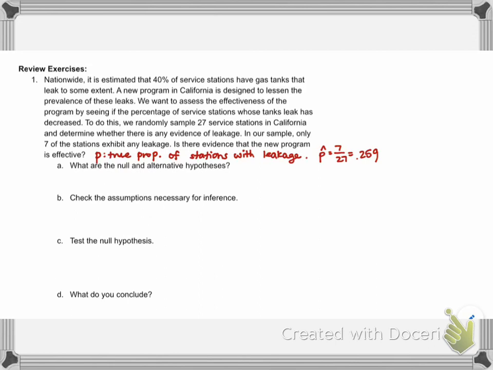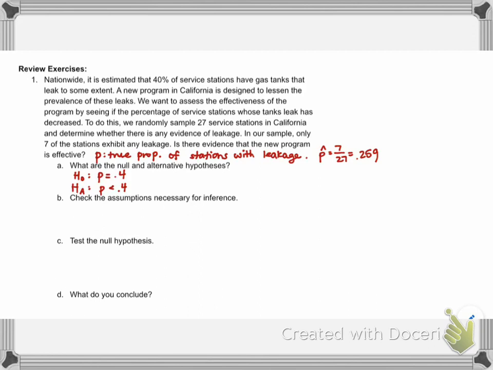That leads me into question A, which is asking me to write the null and alternative hypotheses. First thing you have to ask yourself is, am I talking about one sample or two? In this problem, I just have one sample and one proportion. So my null hypothesis, what we're assuming is true ahead of time, is that the proportion equals 0.4. They say that it's estimated that 40% of gas tanks have that leak to some extent. Then the question asks, is there evidence that the new program is effective in decreasing that leakage? And so my alternative hypothesis is that the proportion is less than 0.4.